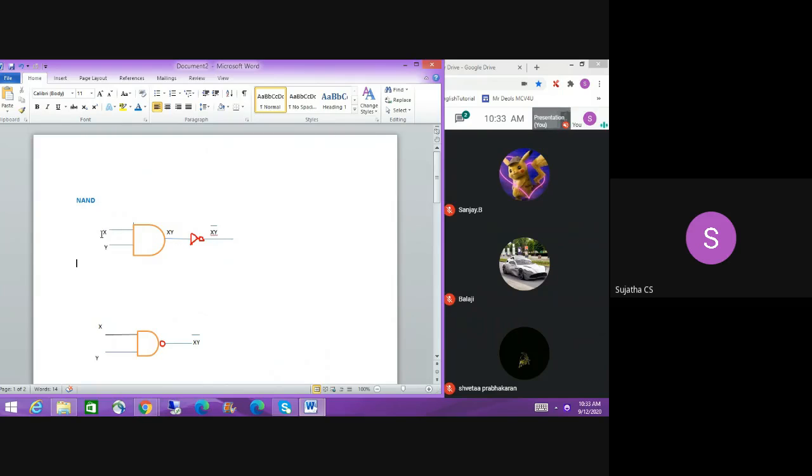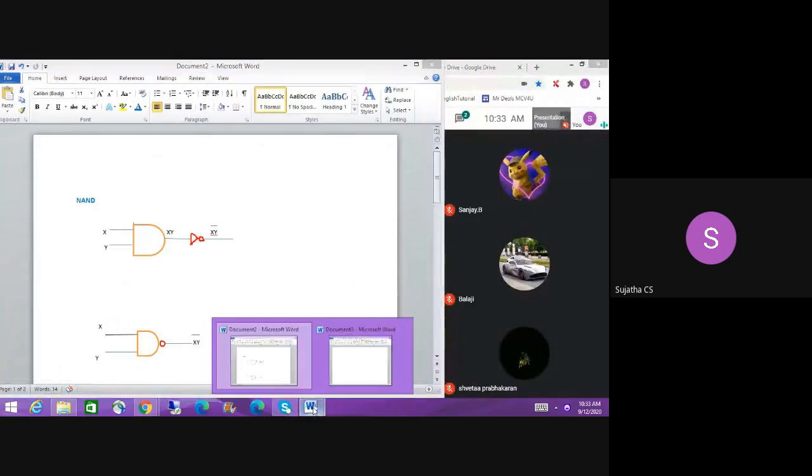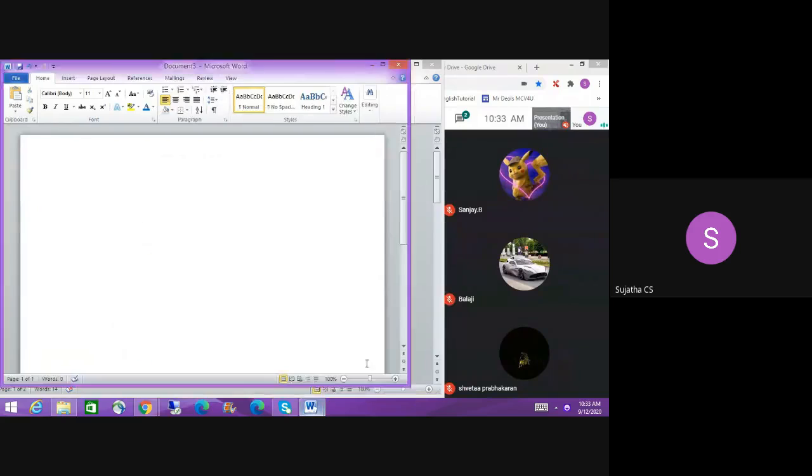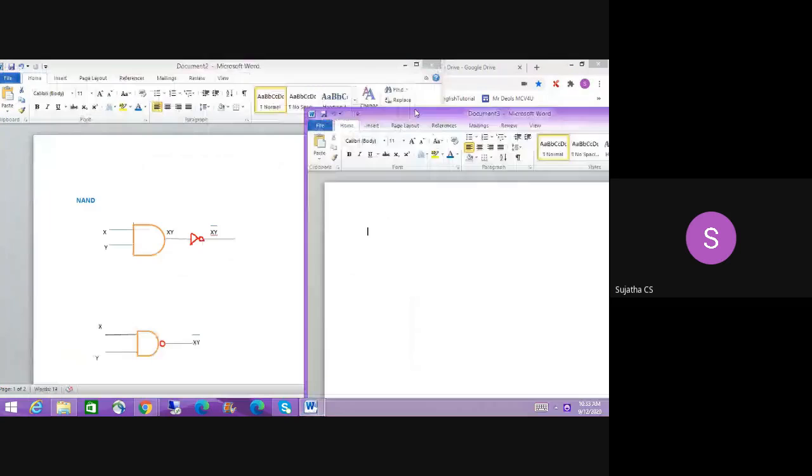If you pass two values X and Y, what will you get? You will get X into Y, right? So that is the logic for the AND gate. The NAND gate is simply an inverted AND gate, which means we are connecting some other NOT operation here, okay? So for example, if you write the truth table for this, one second, let me drag it here.